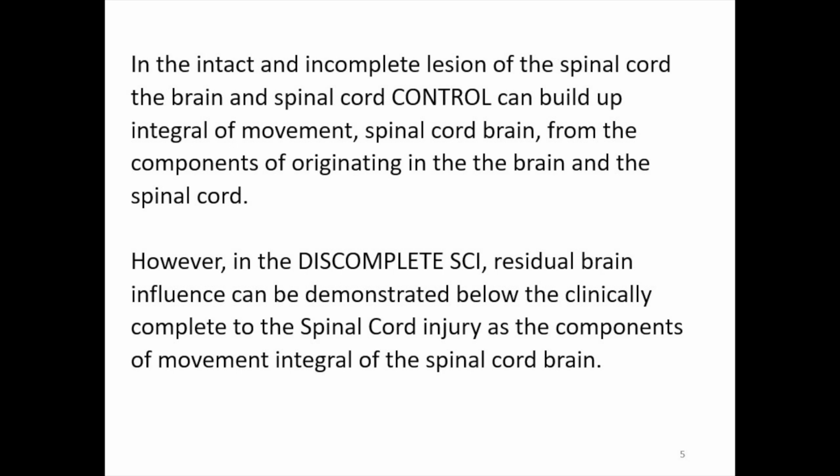From this illustration, we can make the following conclusions. In the intact and incomplete lesion of the spinal cord, the brain and spinal cord control can build up integral components of movement originating in the brain and the spinal cord. However, in the incomplete spinal cord injury, residual brain influence can be demonstrated below the clinically complete spinal cord injury as components of movement integral of the spinal cord and brain.